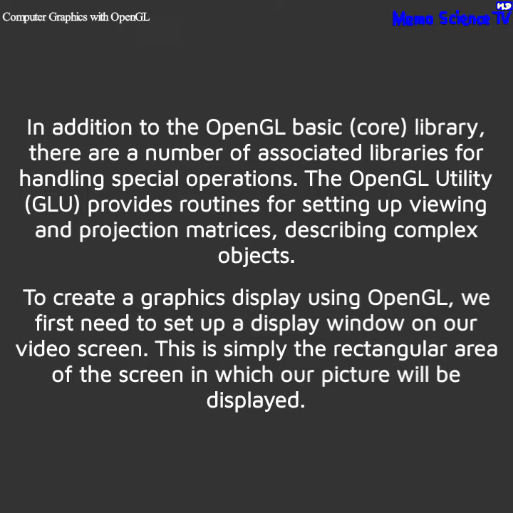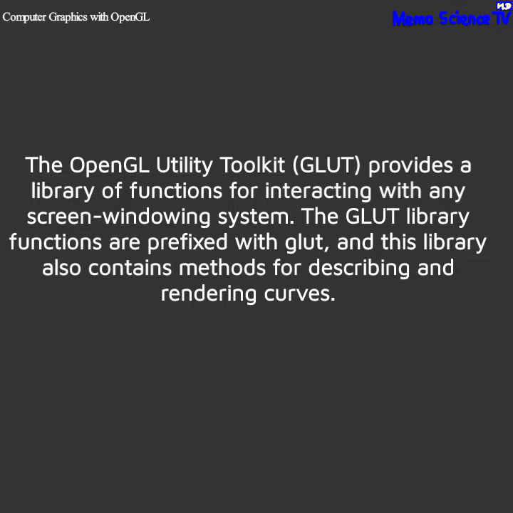The OpenGL Utility library, GLU, provides routines for setting up viewing and projection matrices and describing complex objects. To create a graphics display using OpenGL, we first need to set up a display window on our video screen. This is simply the rectangular area of the screen in which our picture will be displayed. The OpenGL Utility Toolkit provides us a library of functions for interacting with any screen windowing system. The GLUT library functions are prefixed with glut, and this library also contains methods for describing and rendering curves.